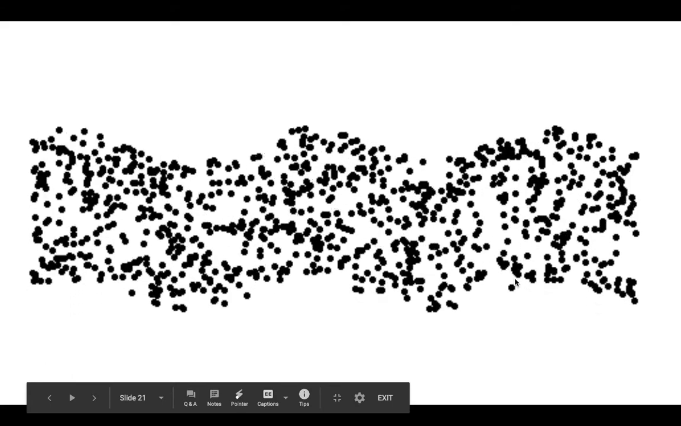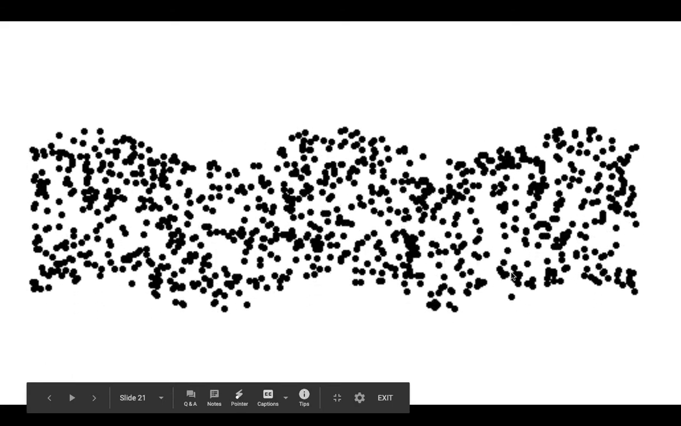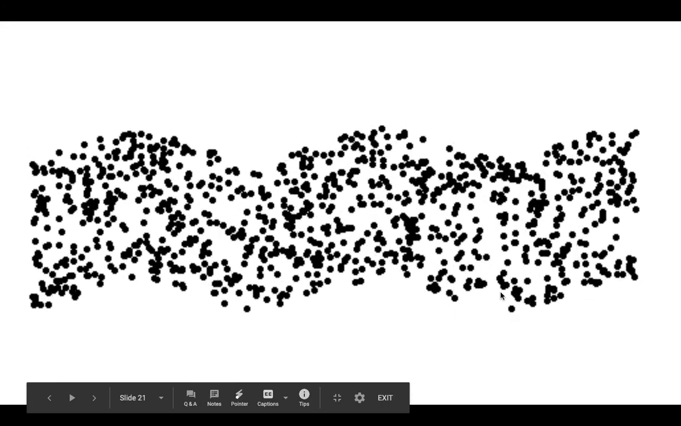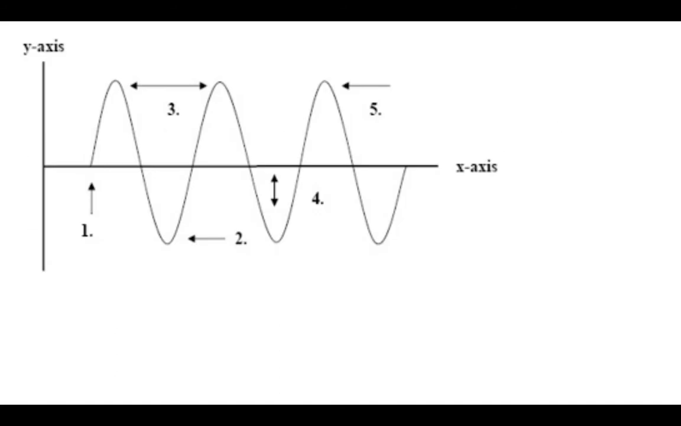This one didn't have a red dot in it, but take this one, it's easier to see, that this particle right here is just vibrating up and down, up and down, up and down, but the wave is transmitting energy across the screen. The particles are vibrating perpendicular, up and down, to that.